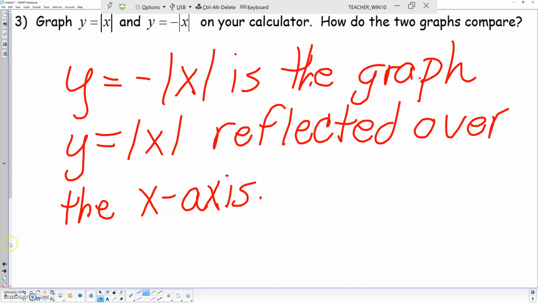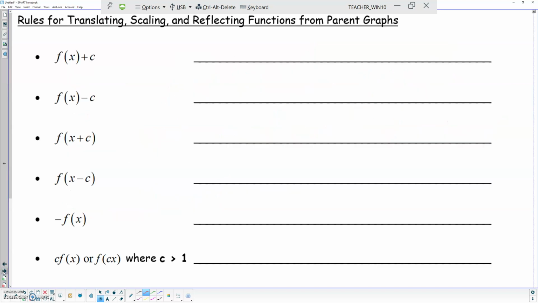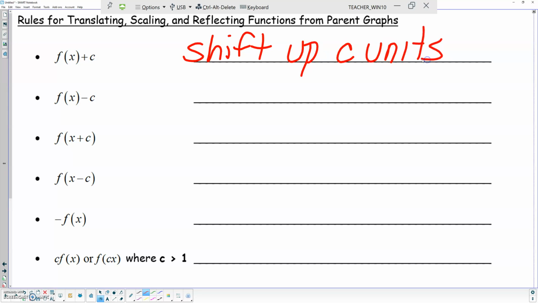Okay, so now what we're going to do is we're going to summarize all the rules that we've gone over. And again, these rules don't just apply to absolute value, they apply to all functions. Okay? So when I take an equation and I add a number at the end, that's when you're going to shift up C units. Okay, when I subtract a number at the end, then we're going to shift down C units.